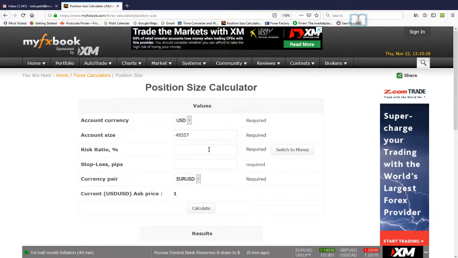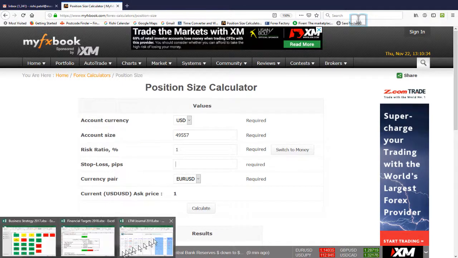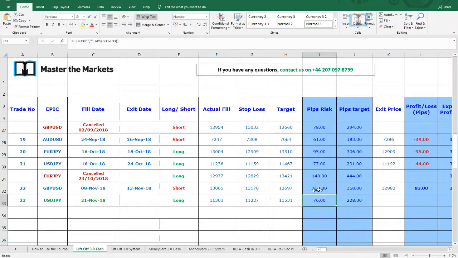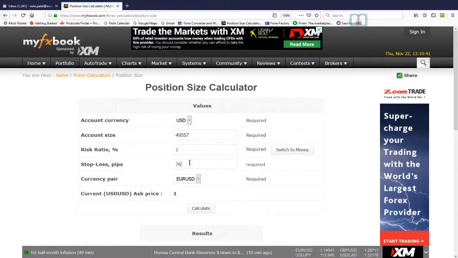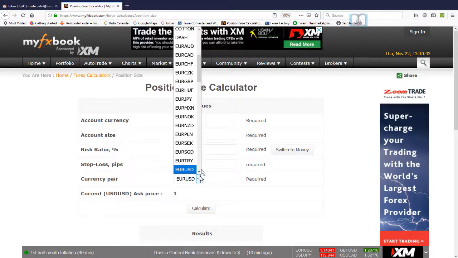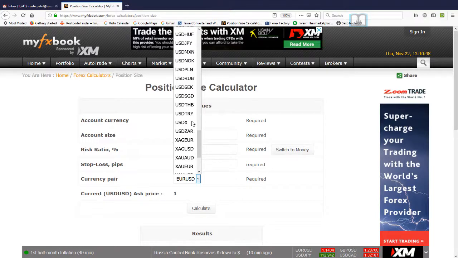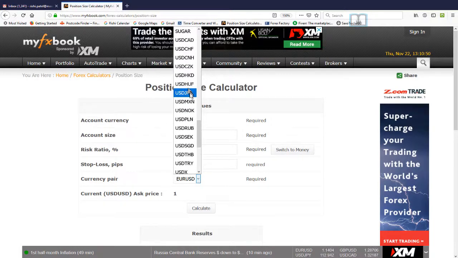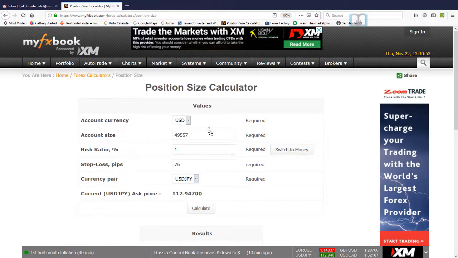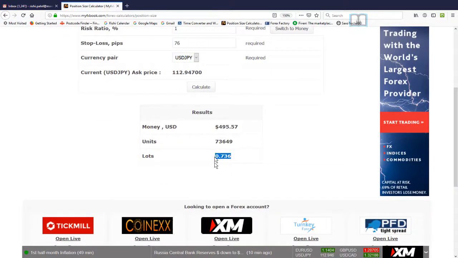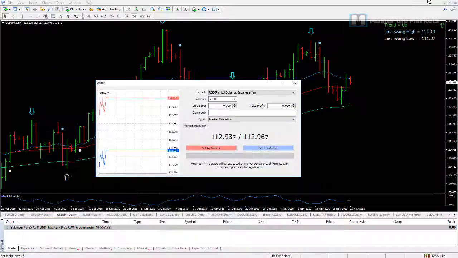The risk, of course, is always 1%, as you know. And the number of pips of stop, we already worked that out on the journal. Remember, it told us the stop loss pips risk. 76 pips of trade risk is what goes into this box just here, and that is on the USD JPY. Let's find the currency. There it is. I press calculate, and at the bottom it tells me I need to key in 0.73. So 0.73 is the position size on this trade.